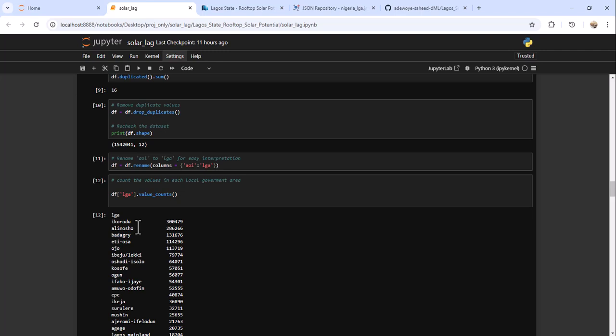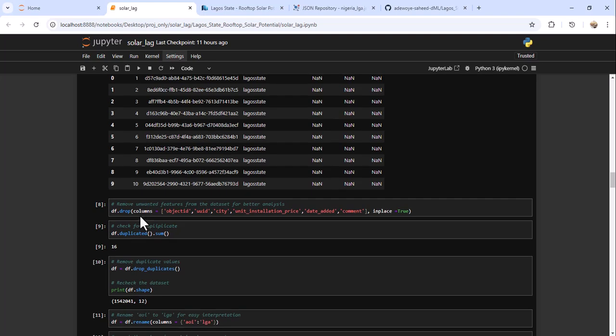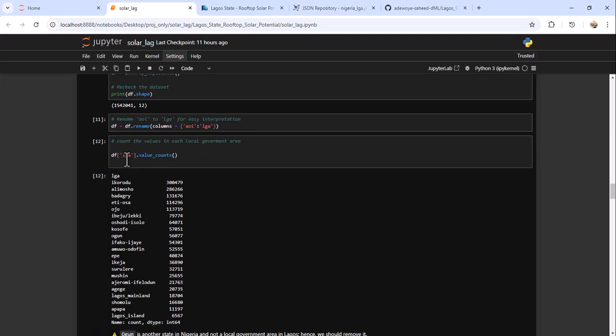There I found out some inconsistencies. For instance, in the local government area feature, I found out that this particular entry, Ogun, is another state. It's not a local government in Lagos State. So I had to drop those entries.